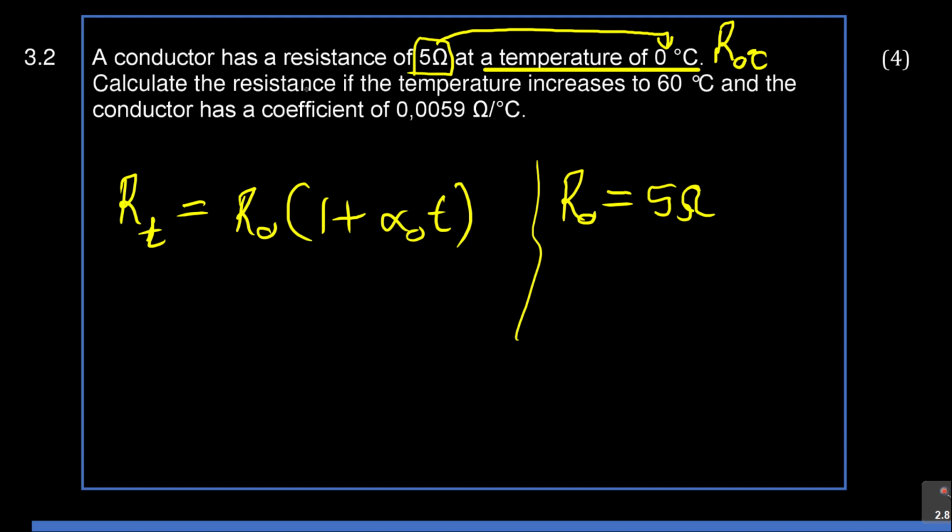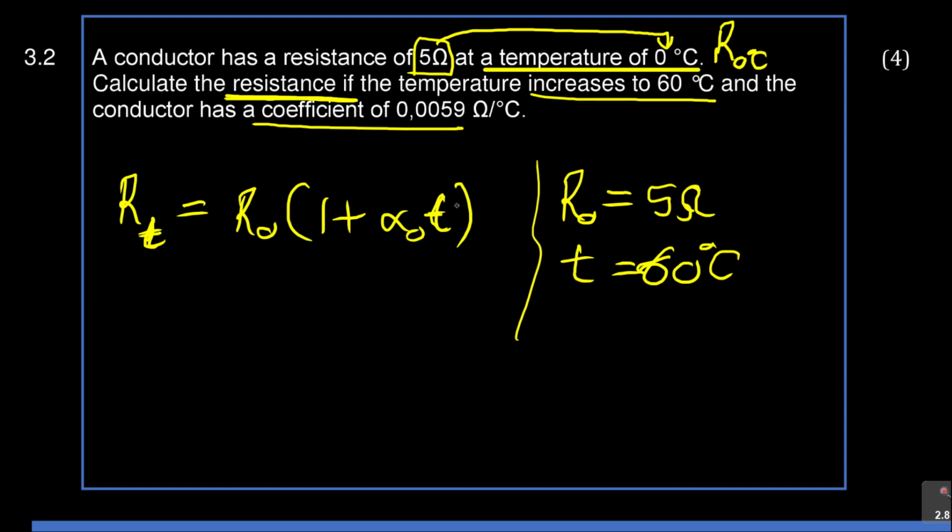If they tell you to calculate the resistance, you see, they still need the resistance, which is now at a T, R at this temperature. Now, if the temperature increases to 60 degrees, which means your small t is 60 degrees Celsius. The coefficient, that is your alpha at 0 there, is equal to 0,0059. Already it's ohm per degree, so the units are fine. Ohm per degree Celsius.